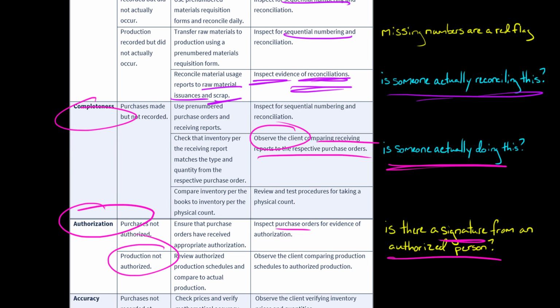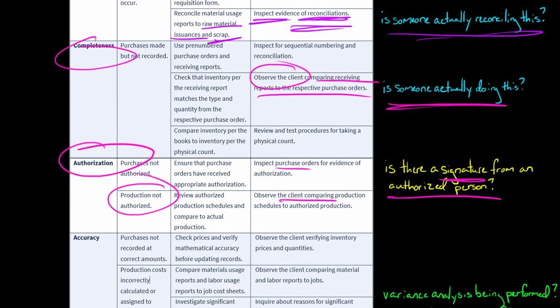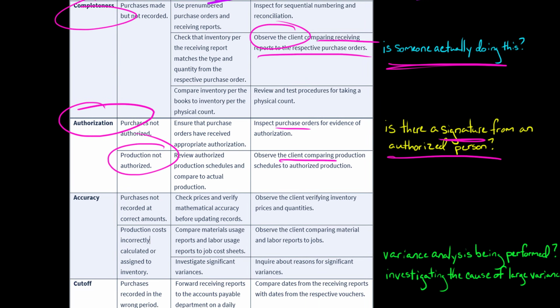And so is there somebody at the client, and we can observe, we can go and see, is there someone actually at the client that is checking for authorization? And can we find, as the auditor, some kind of evidence that there is authorization? Or is it just, no, people produce inventory when they want, and nobody's really checking into this?